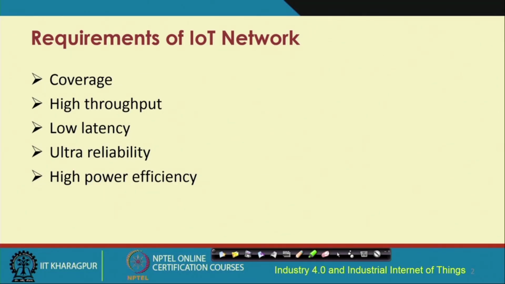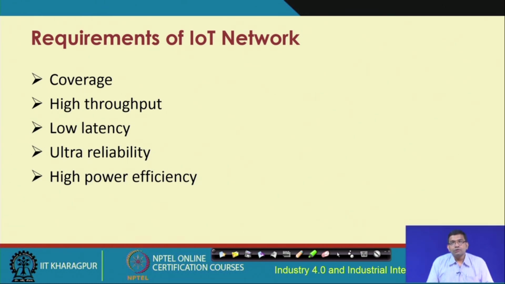The next one is reliability, ultra reliability in the face of lossiness, in the face of a lot of interference, noise, etc. This is very important and is a challenging job. The next one is high power efficiency. We are talking about low powered nodes, low battery power, highly energy constrained environments. So, it is very essential to ensure that whatever solutions we are talking about, from a networking point of view, or in fact from any point of view for IoT systems, have to be highly power efficient.